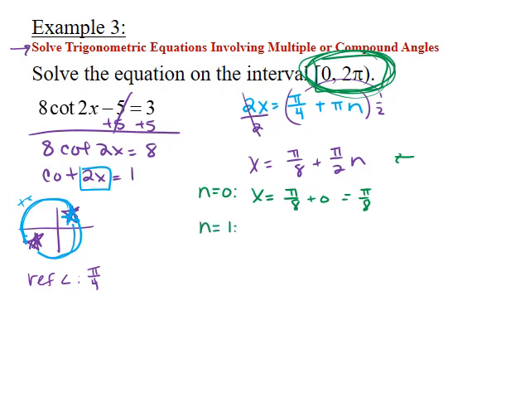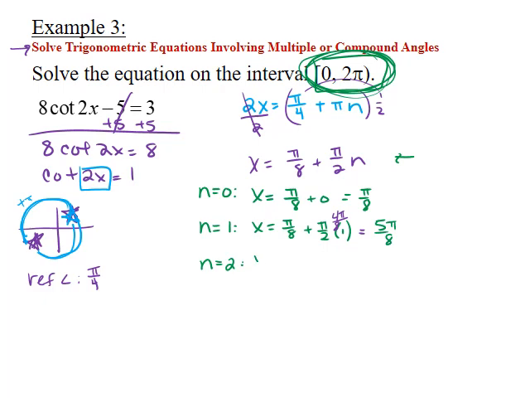If n equals 1, then I have pi over 8 plus pi over 2 times 1. So you can get a common denominator. This pi over 2 can be written as, let's see, 4 pi over 8, which gives us 5 pi over 8, still within one revolution. And we just keep trucking along here.